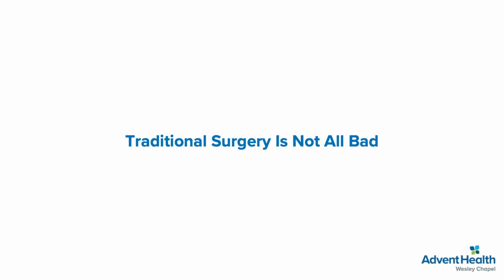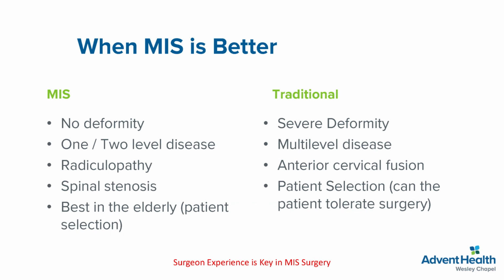But with all that said, traditional surgery is not all bad. There are some positives, and traditional techniques are still very important in the practice of any type of surgery. When is minimally invasive surgery better when you compare to traditional surgery? Minimally invasive surgery historically has not been used to correct deformity. That has been more the traditional surgery. MIS surgery is used for 1 or 2 level disease. It's great to address sciatic pain or radiculopathy, and it's a very good technique for spinal stenosis.